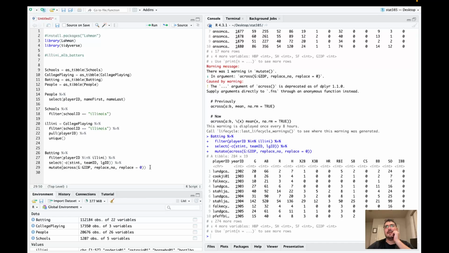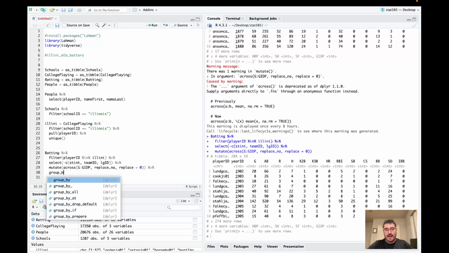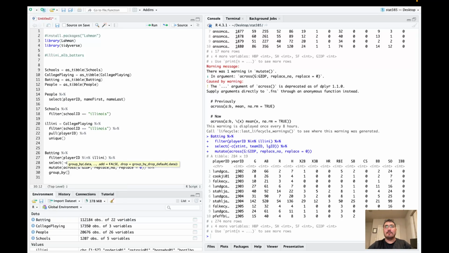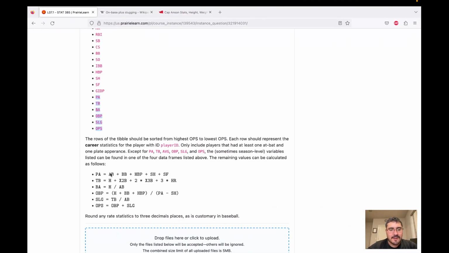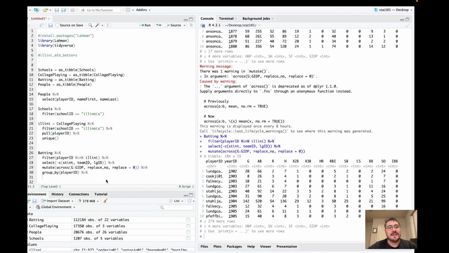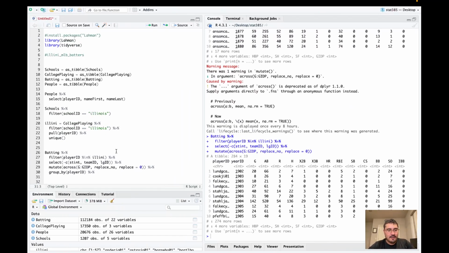Okay, so the way to do this, let's group by player ID. Okay. Let's use that across trick again, across all the numeric values. And we can sum up all, since these are equations, we can get career values for all of these numbers, and then we can compute these things. So let's just get the career values. So let's do that. What was it?